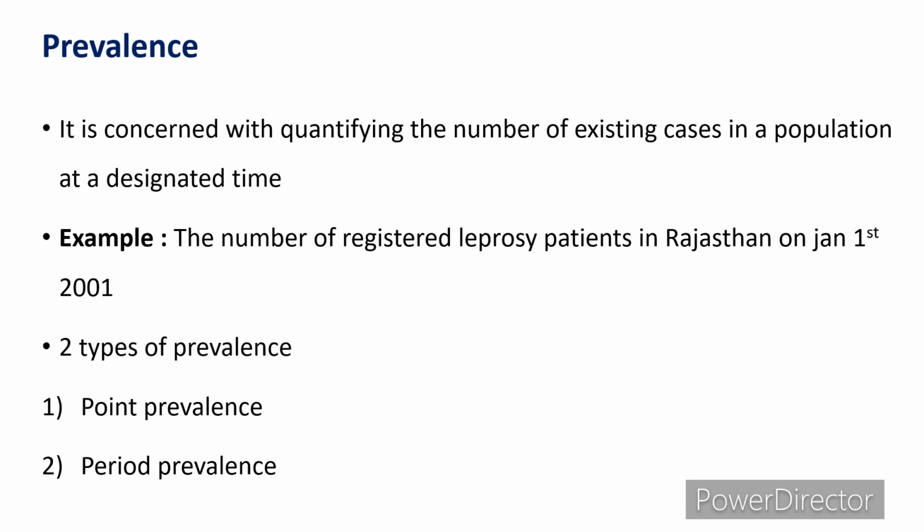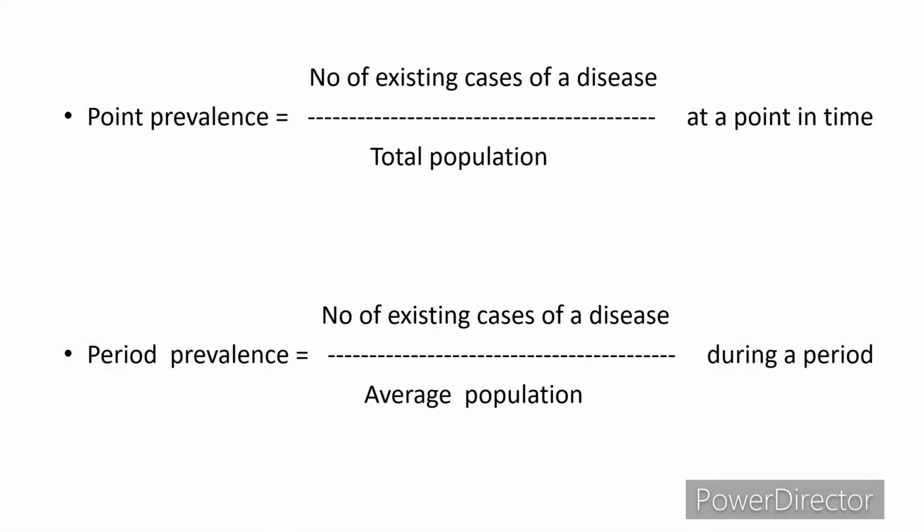Two types of prevalence based on the time factor. One is point prevalence and the other is period prevalence. Point prevalence is the number of existing cases of a disease divided by total population at a point in time, whereas period prevalence is the number of existing cases of a disease divided by average population during a specific time period. This is the main difference between point prevalence and period prevalence.